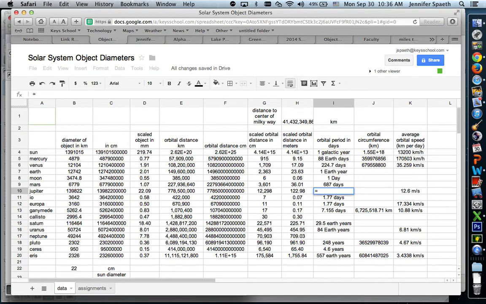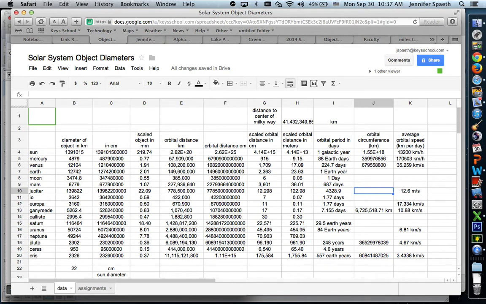So I can do equals 11.86, that's how many years it is, times, remember the little stars, times 365, because there's 365 days in a year. And I come up with this number. So that's basically how many days it takes Jupiter to orbit the sun.